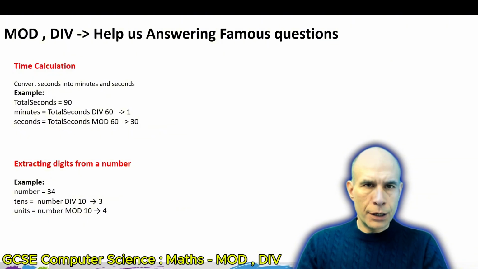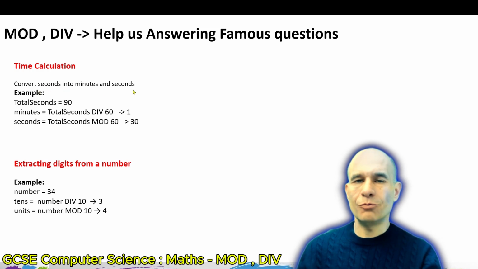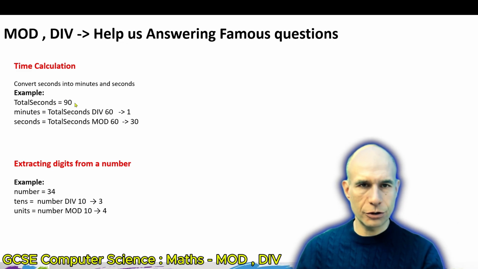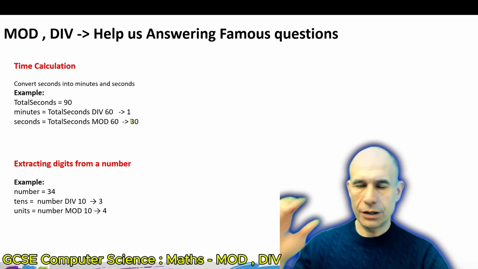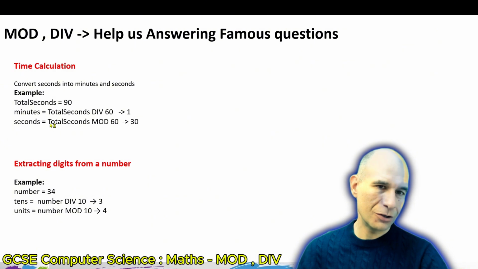What are other use cases? With modulo and quotient or DIV, we can do a couple of examples like this. For example, time calculation. If you want to convert seconds into minutes and seconds, we can do it like this. If the question gives us the total number of seconds, for extracting the minutes part, you can always use the quotient or DIV function to divide that by 60, and whatever number comes, that will be the number of minutes. The seconds will be the total number of seconds modulus 60. So whatever number is there, that will be the number of seconds.